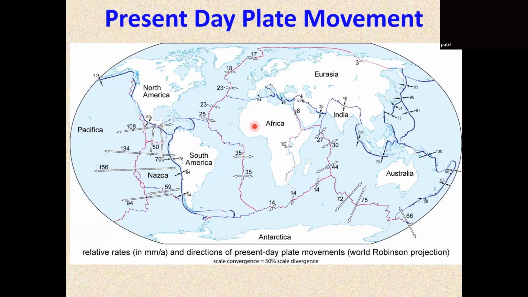Then the third type of margin: you can see here, where I'm moving this pointer, a thin line without any triangle or blue lines. This is another type of margin. Here the two plates are in contact with each other, but there is no diverging or converging. So one type of margin has converging, another type has diverging, and the third type has no converging or diverging. Like that, the plates are separated by three types of margin.